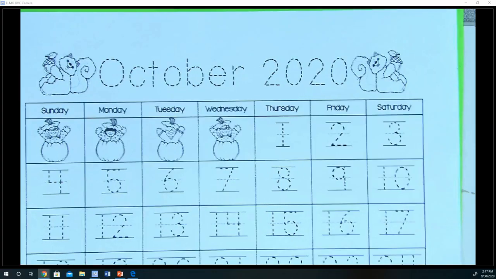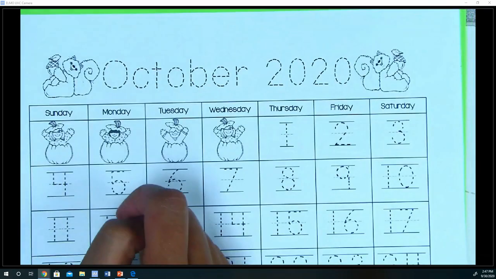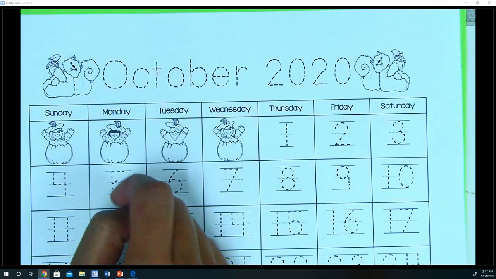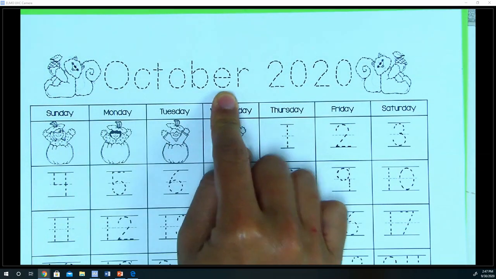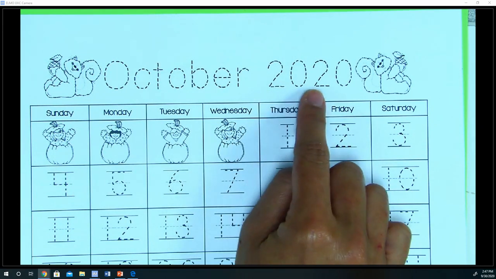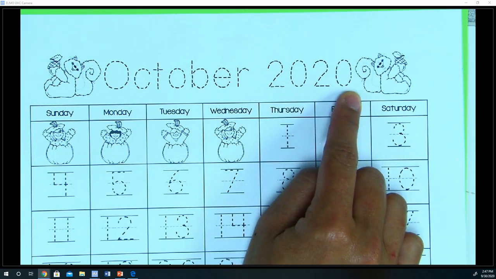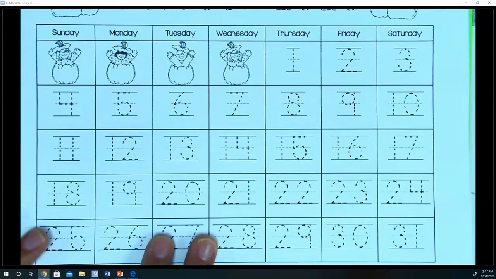Hi, boys and girls. Here is my October calendar. Can you point to the word October for me? Yeah, it's right there. It says October. And you see right here, this is the year, 2020.